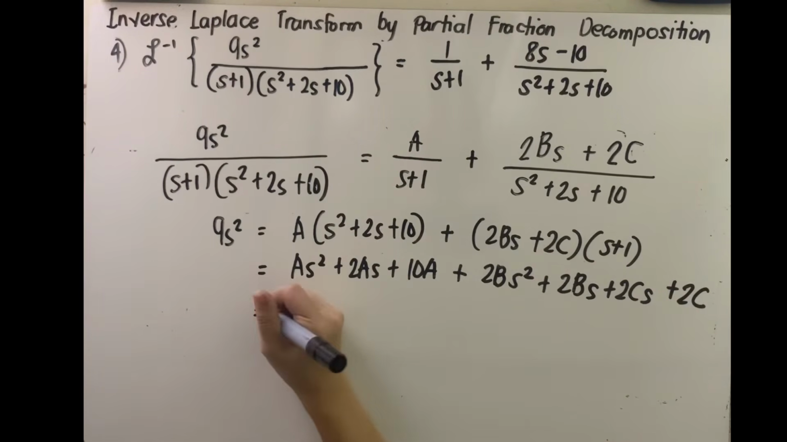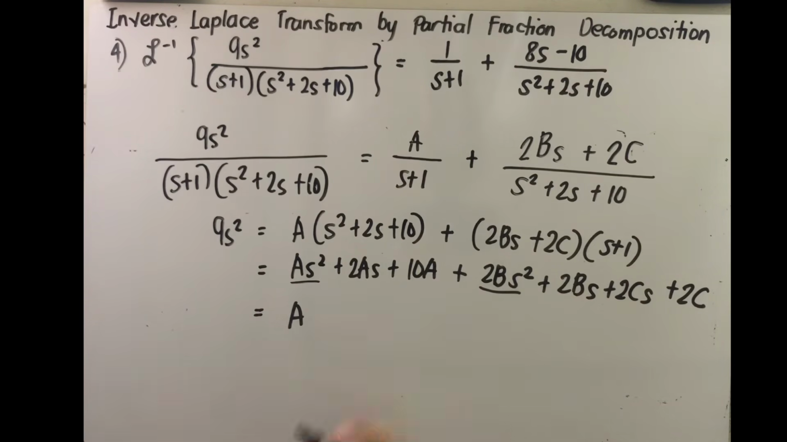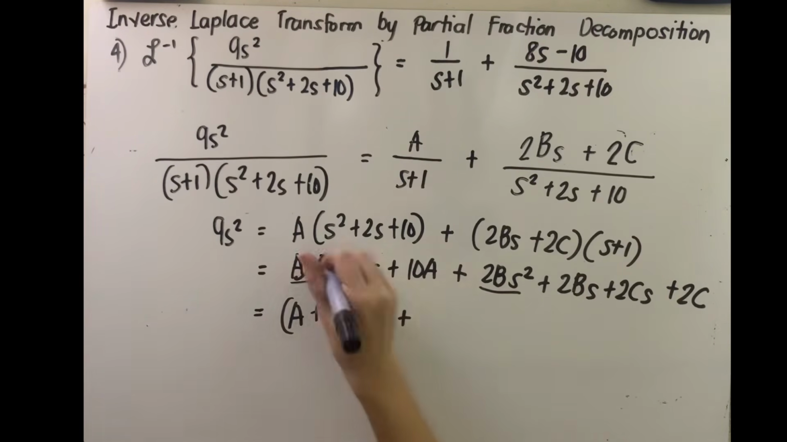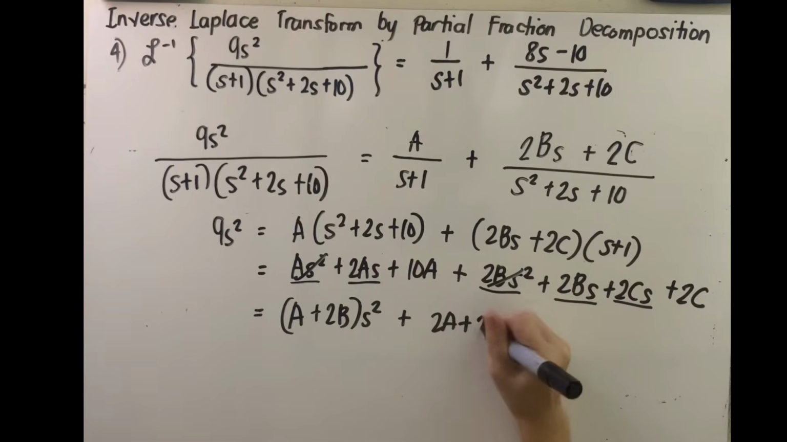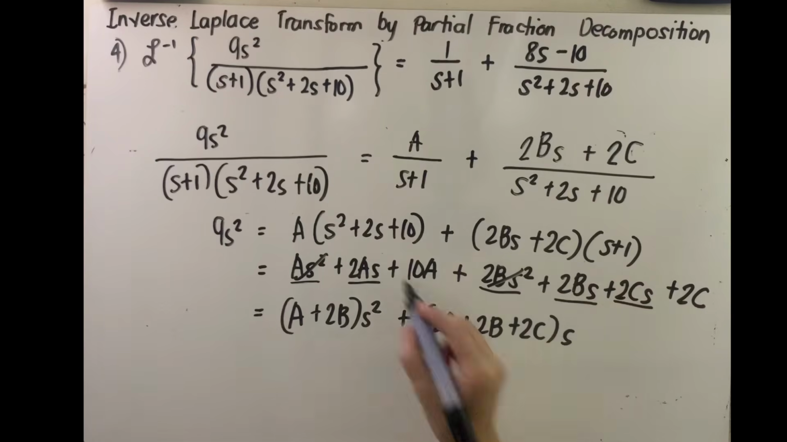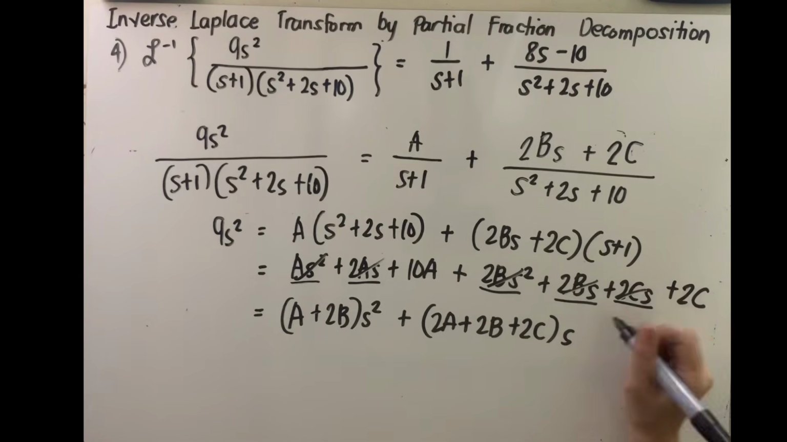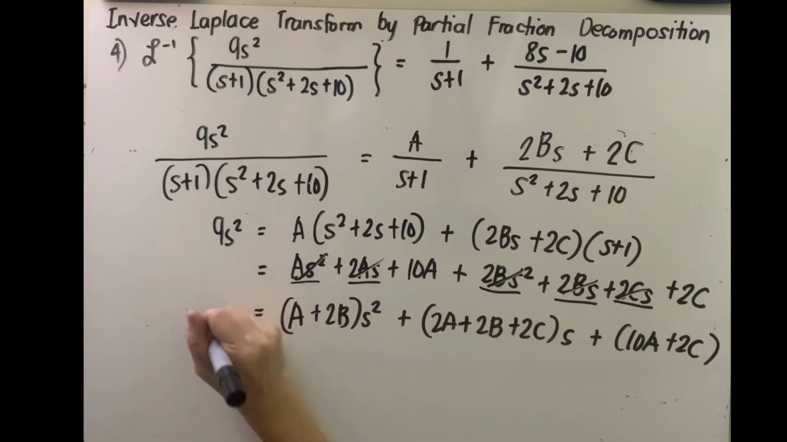Tapos, we are going to group together similar terms. So, for s squared, you get A and 2B. So, A plus 2B s squared plus, for s, you have 2As, 2Bs, and 2C. So, you have 2A plus 2B plus 2C all multiplied by s. And then, your last term will be the constant, which is 10A plus 2C. Equating this to your left side, which is 9s squared, we'll proceed with equating coefficients.